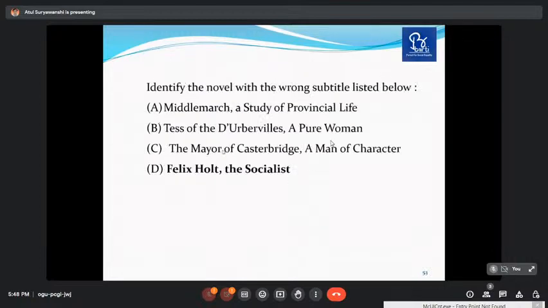Identify the novel with the wrong subtitle listed below. Middlemarch, A Study of Provincial Life is the correct option. Tess of the D'Urbervilles, A Pure Woman is again correct. The Mayor of Casterbridge, A Man of Character is the correct one. Felix Holt, the Radical is the wrong option.